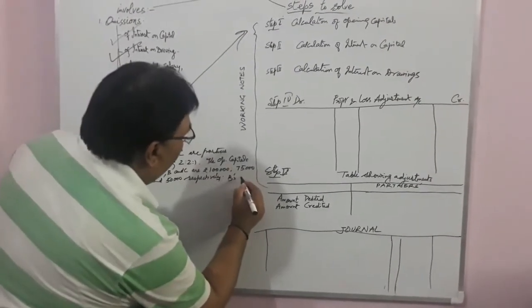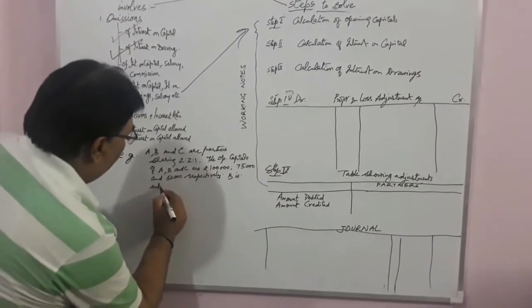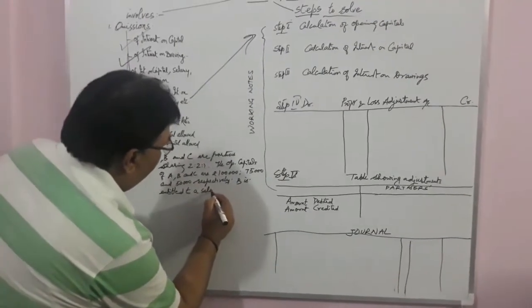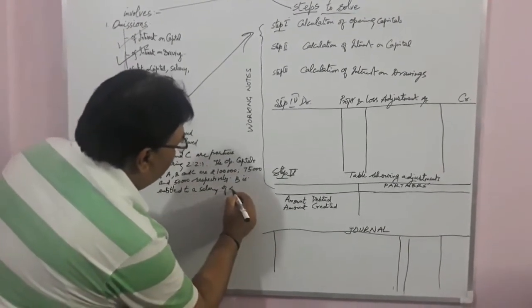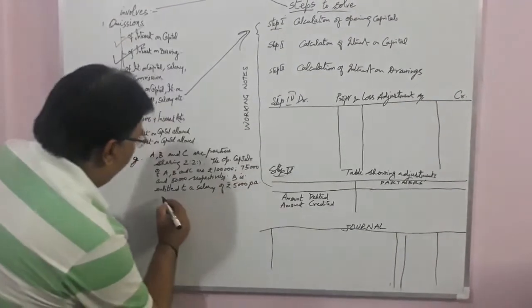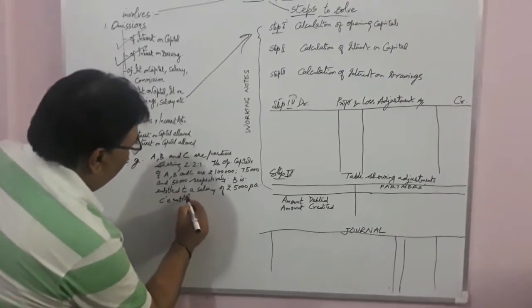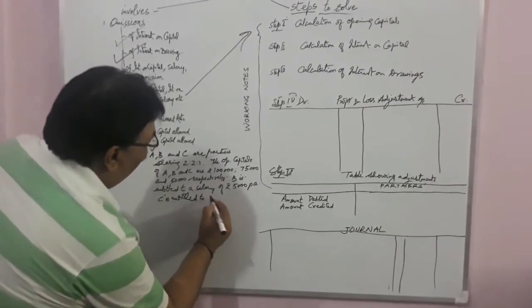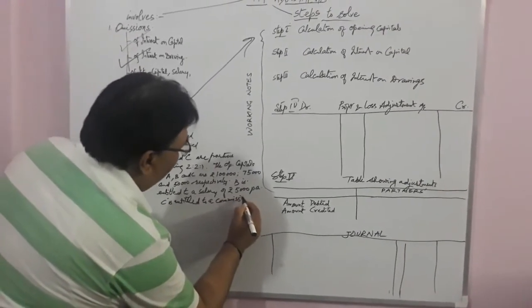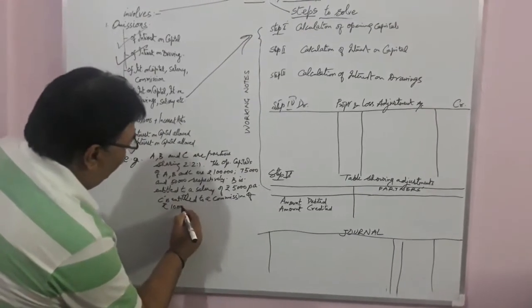B is entitled to a salary of rupees 5,000 per annum, and C is entitled to a commission of rupees 10,000 per annum.